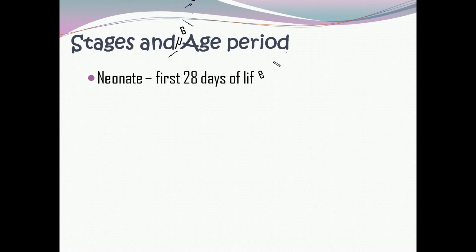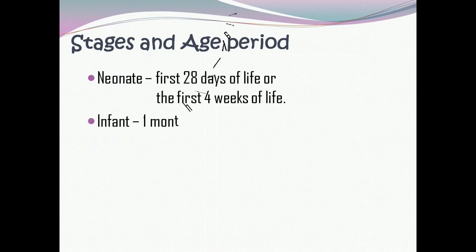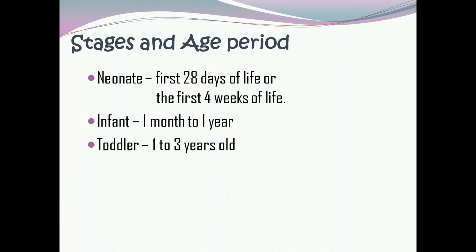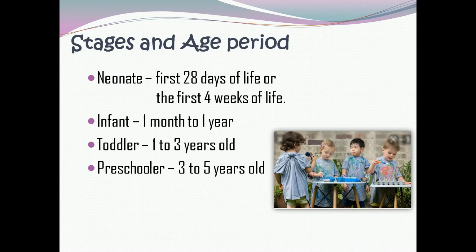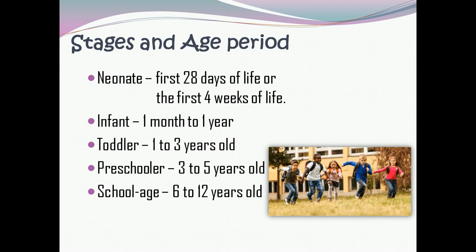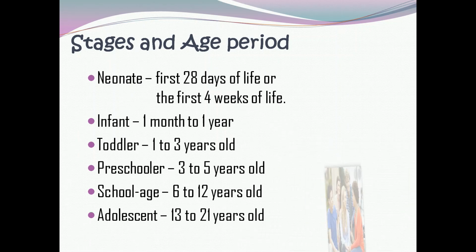In case you forget this, let us refresh your knowledge about the age bracket of each developmental stage. For the neonate, it is the first 28 days of life or the first 4 weeks of life. For the infant, we have 1 month to 1 year. Toddler, 1 to 3 years old. Preschooler, 3 to 5 years old. School age, 6 to 12 years old. An adolescent is 13 to 21 years old.